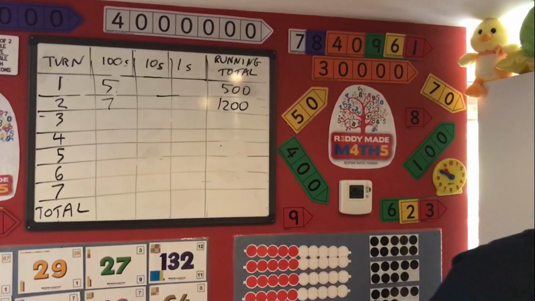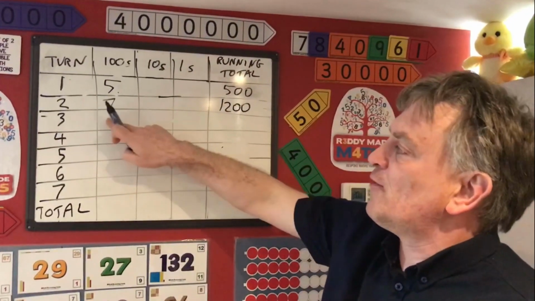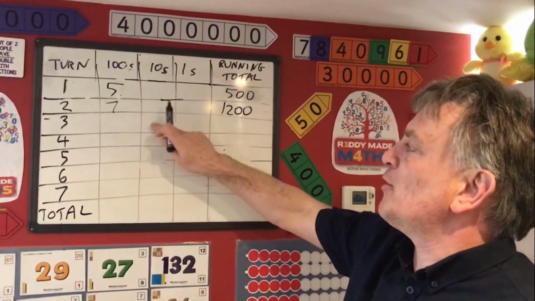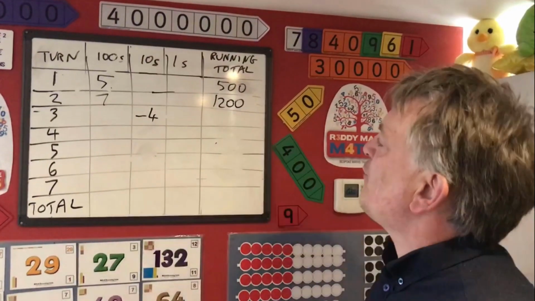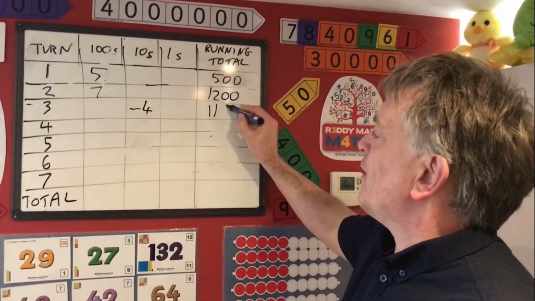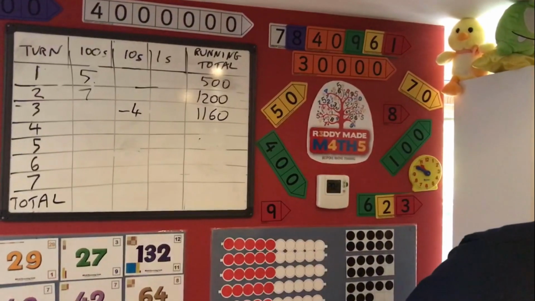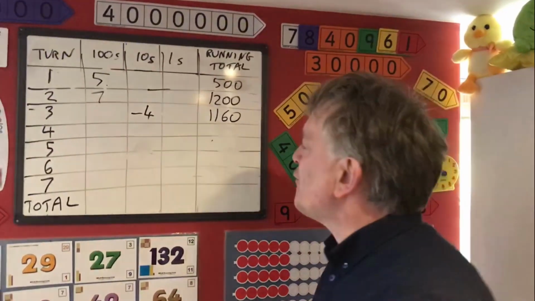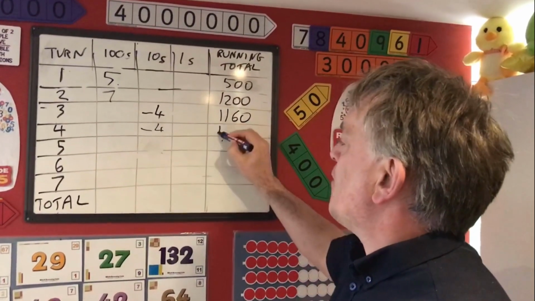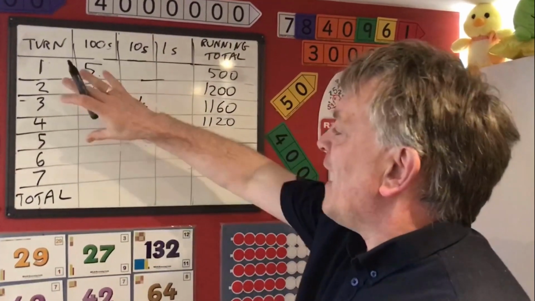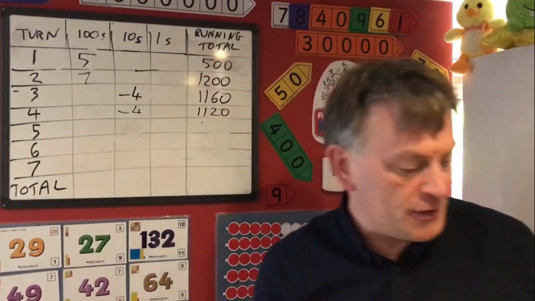So my next roll is a 4. Now again, I could put that in minus 400s, but I think what I'm going to do is go into the tens and put minus 4 tens. If I subtract 40 from my total, I'm on 1,160. So I can use both examples there. My next roll is another 4. Again, I'm probably going to go for the same idea, put another 4 there. I'm now on 1,120. The idea of being able to put things in the tens means I can get closer and closer to the 1,000.